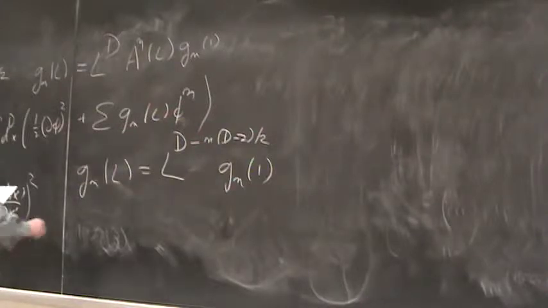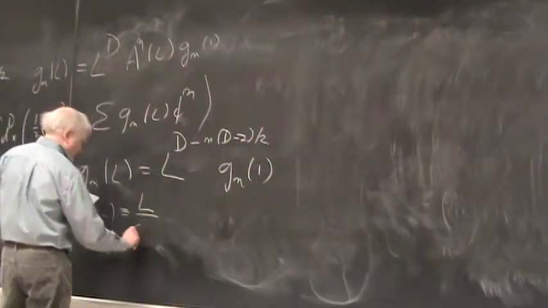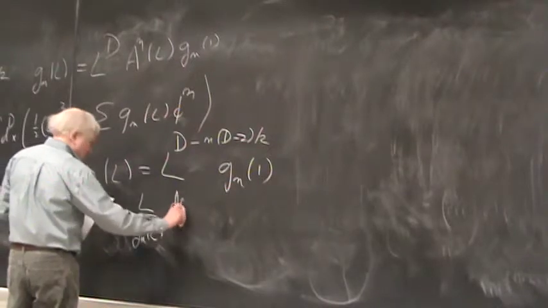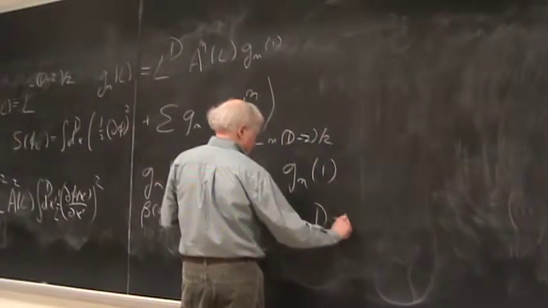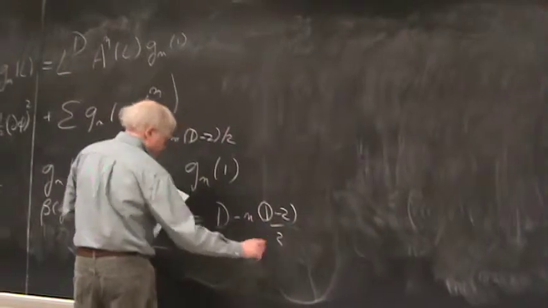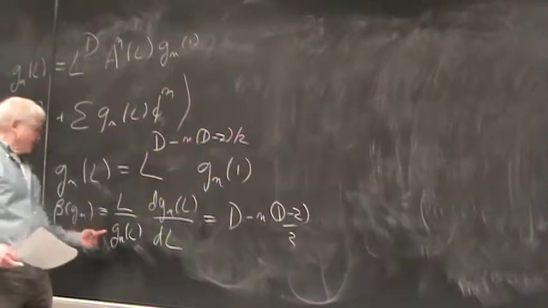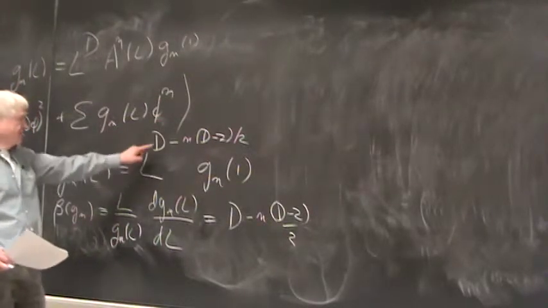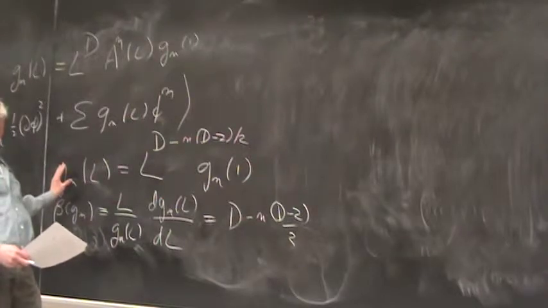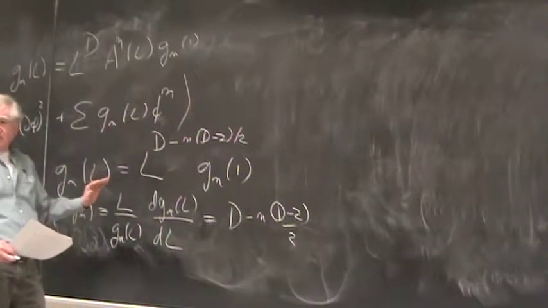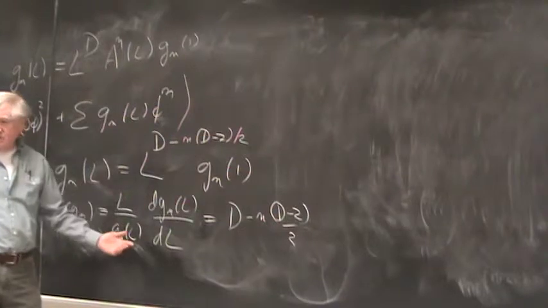We can define, if you want, a beta function, beta of g_n. In condensed matter, one defines it as L over g_n of L, d g_n of L, dL. And this is just the exponent. So if this beta function is positive, in other words, if the exponent is positive, then as L increases, these couplings become important. Those are relevant. If the exponent is negative, they're irrelevant, because as you go to larger distance scales, they disappear. And if it's zero, they're said to be marginal.